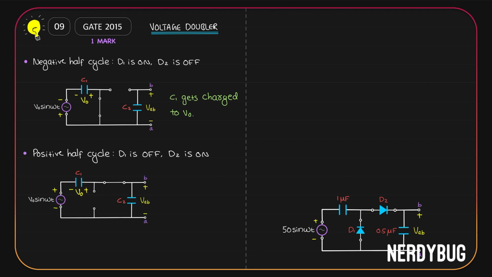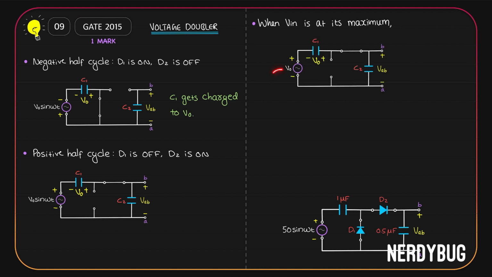We are talking about the positive half cycle, so assume that the input increases from 0 to its maximum value. When Vin is at its maximum value, we can model the circuit like this. Vin is at the maximum value, so over here we get V0. Let's apply Kirchhoff's voltage law. We have V0 from negative to positive. As we go on, again we have V0 from negative to positive. Further as we go on, we have the output VAB from positive to negative. So I can write V0 plus V0 minus VAB is 0.